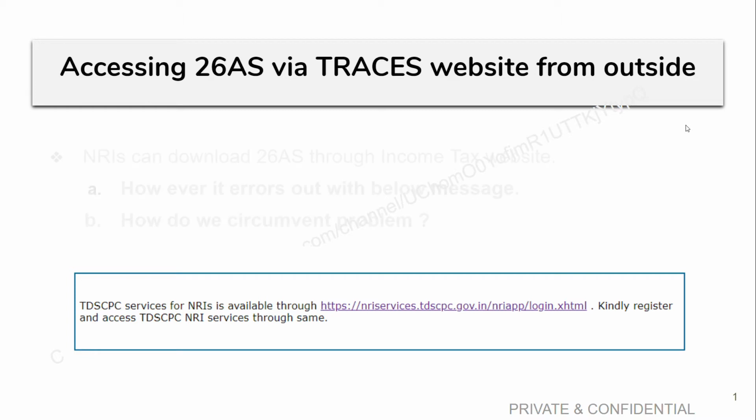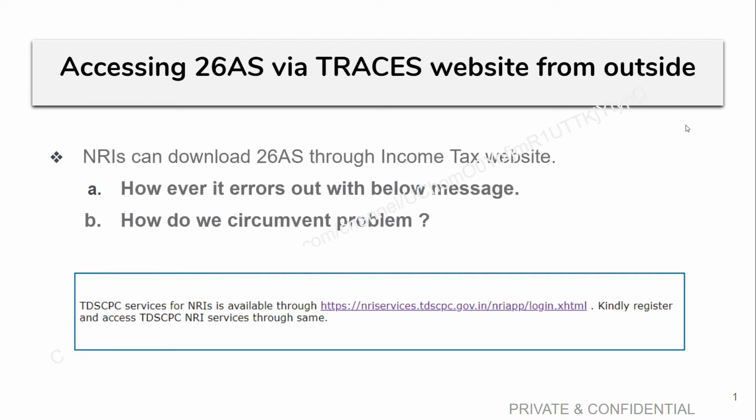Now there are a couple of ways that you can access your Form 26AS. You can go to your bank site, click on download 26AS. It will eventually redirect you to the income tax site, and if you are accessing that site from outside India, it will throw a message on the screen which will tell you that you need to have a login for NRI services, which is nothing but a TRACES login. However, this is a very cumbersome process, and many times it doesn't work out.